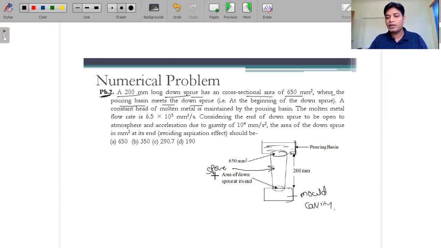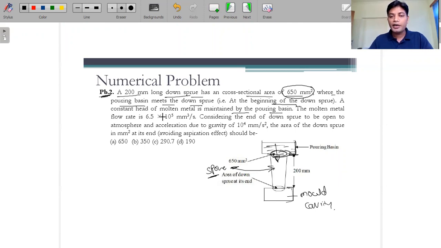So here it is not exactly defined as the sprue, but it is defined by the down sprue. So where it is meeting, the cross sectional area is 650 mm square. So this is at the meeting point. Okay, so this cross sectional area is 650 mm square, and the length of the sprue from here to here is 200 mm. That is at the beginning of the down sprue, meaning from here we are filling the molten material. So this is the beginning. A constant head of the molten material is maintained by the pouring basin.